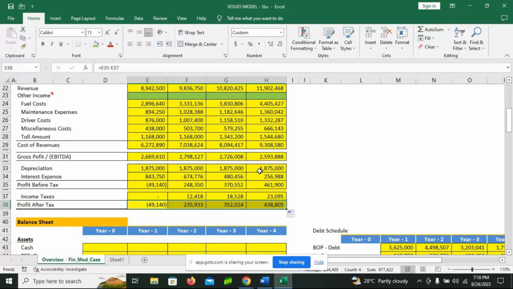So income statement is done. Let's do the balance sheet. So till here it is clear. So till now we have not calculated the other income.